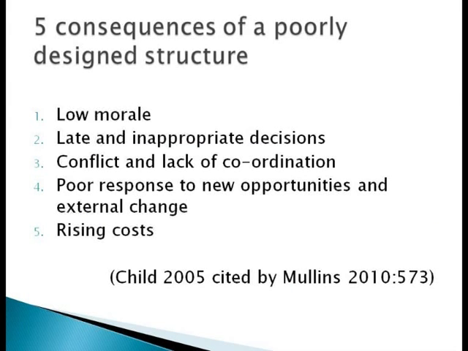So we mentioned before one of the requirements of an organisation is to clearly define what the tasks and roles are for individual employees. There are a number of consequences of a poorly designed structure, and Child suggests there are five: low morale, inappropriate decisions, conflict or poor coordination, poor responses to new opportunities and external change, and rising costs. And the reason that companies go in for organisational change and restructuring is an attempt to alleviate some of the difficulties they may have encountered with a different type of organisational structure.